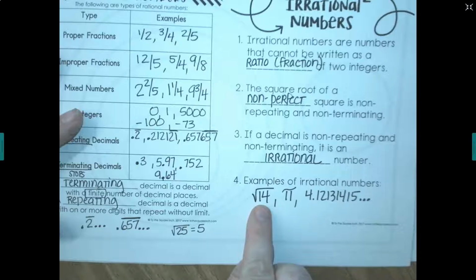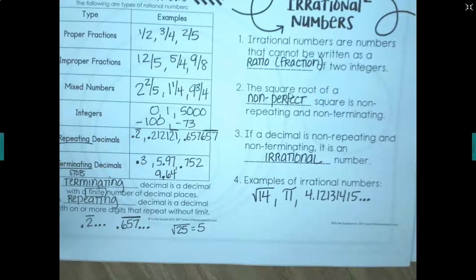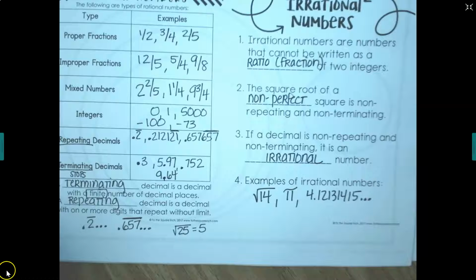As opposed to the square root of 14. 14 is not a perfect square. You can't multiply the same number by itself and get 14. And so that's why it's irrational. All right, let's flip this over and try some.